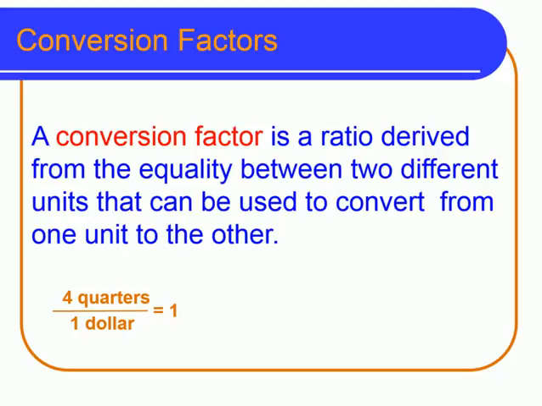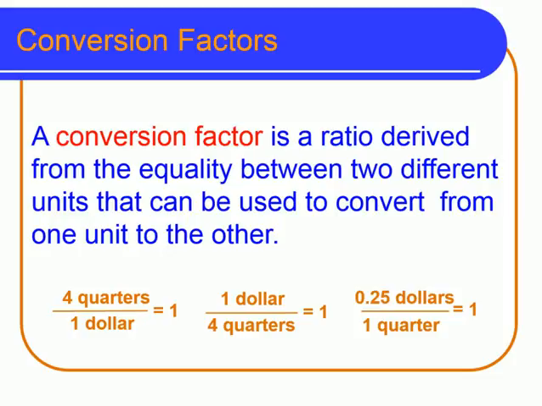Similarly, you can flip the denominator and numerator and you'll still have a statement of equality. They'll still equal 1 because they are the same thing. $1 is equal to 4 quarters. Similarly, $0.25, a quarter of a dollar, is equal to 1 quarter. So dividing $0.25 by 1 quarter equals 1. This is what we mean by a statement of equality becoming a conversion factor.